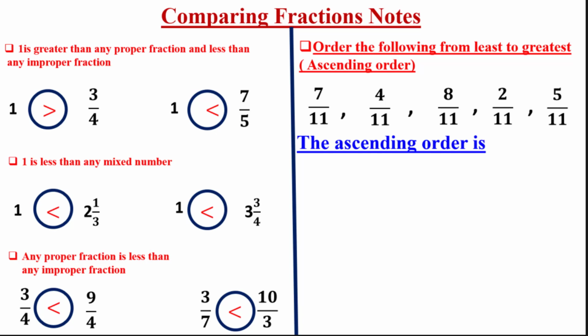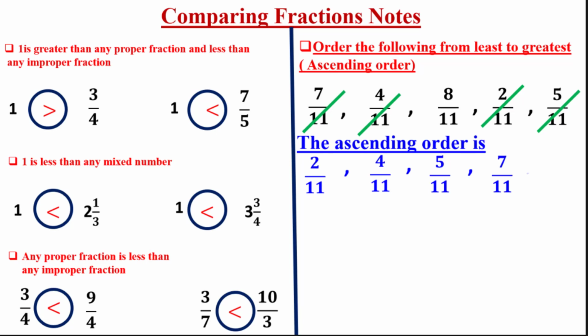The least one is what? 2. Now the least fraction is 2 over 11, followed by 4 over 11, followed by 5 over 11, followed by 7 over 11, and the last one, or the greatest one, is 8 over 11, and the smallest fraction is 2 over 11.